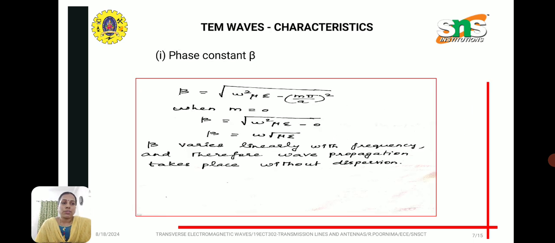The characteristics of TEM waves begin with the phase constant beta. It is calculated by substituting m equal to 0. So beta equals the square root of omega squared mu epsilon, where the second term becomes 0. So we get beta equal to omega square root of mu epsilon, where omega is the angular frequency, mu is the permeability of the medium, and epsilon is the permittivity. Beta varies linearly with frequency and therefore wave propagation takes place without dispersion.